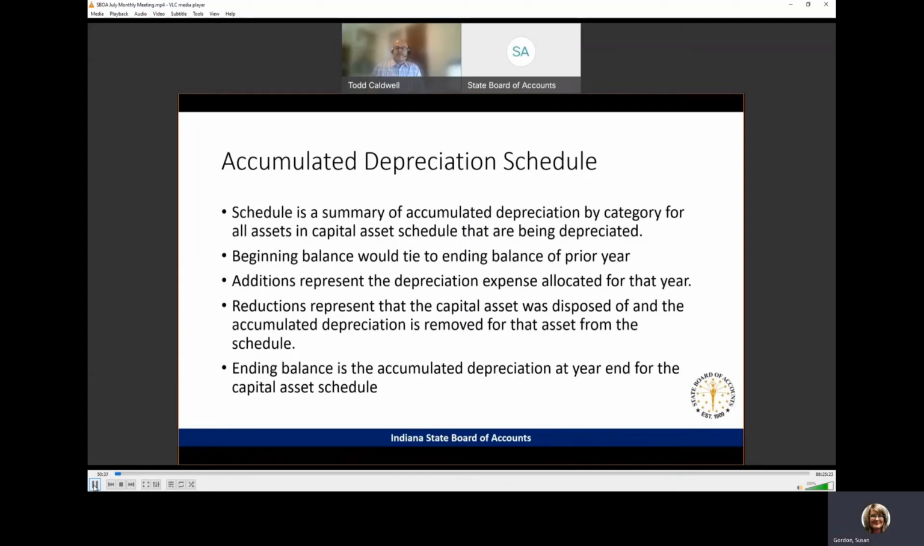Reductions will be from the removal of accumulated assets for any assets that were disposed of during the year. So when you sell an item or you remove an asset from the detailed listing, you're also going to remove the accumulated depreciation that goes with it. The ending balance of accumulated depreciation can be calculated from the other three columns on your list. You've got your beginning balance plus your additions minus your reductions is going to equal your ending balance. You'll be able to visualize that a little better when Susan goes through some of her examples.